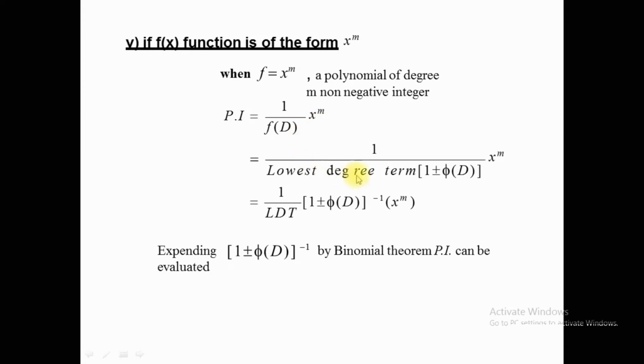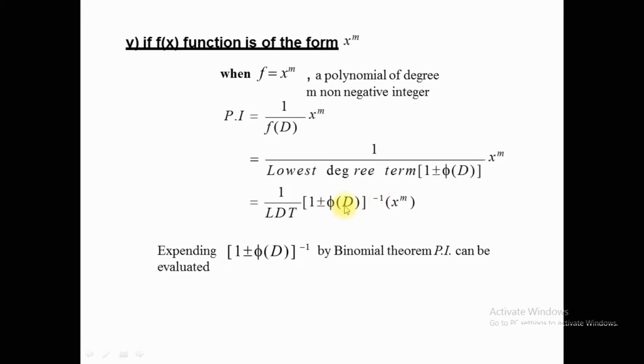Take common the lowest degree term from this differential operator. Here you see the lowest degree term in this differential operator polynomial, into 1 plus or minus phi of D, into x power m. Now 1 over the lowest degree term stays, and shift this expression 1 plus or minus phi of D, where phi is a function of D, to the numerator. We obtain 1 plus or minus phi of D power minus 1.